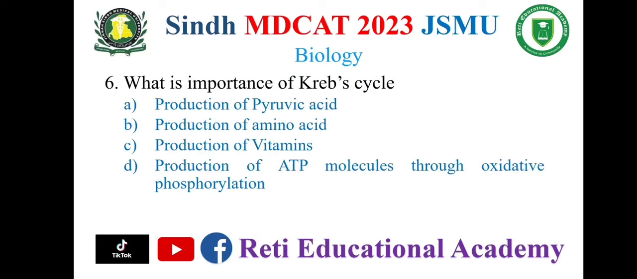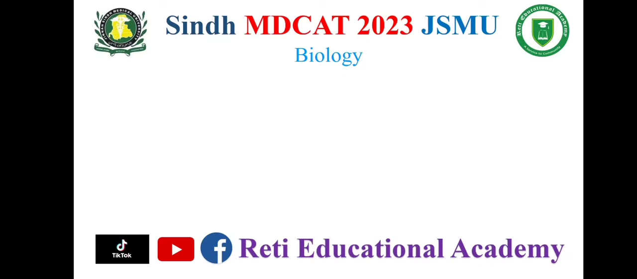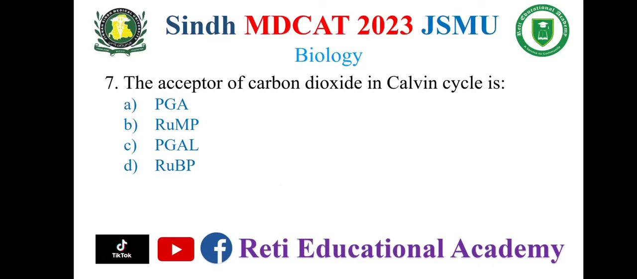Question number 6. What is the importance of Krebs cycle? A. Production of pyruvic acid. B. Production of amino acid. C. Production of vitamins. D. Production of ATP molecules through oxidative phosphorylation. And the correct answer is D.